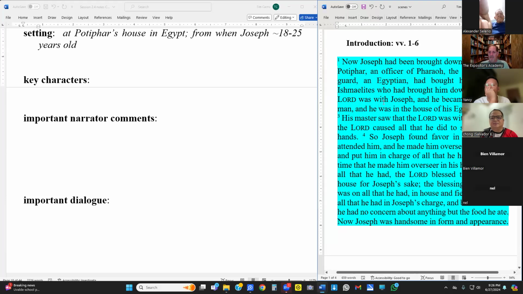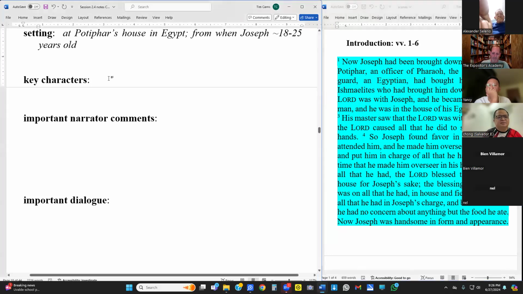So normally in the scene, you'll have the characters saying or doing something. Here, obviously, Joseph would be a central character in the introduction, right? He's mentioned several times. He's the focus. So I would mention him, even though he's not recorded as saying anything yet.